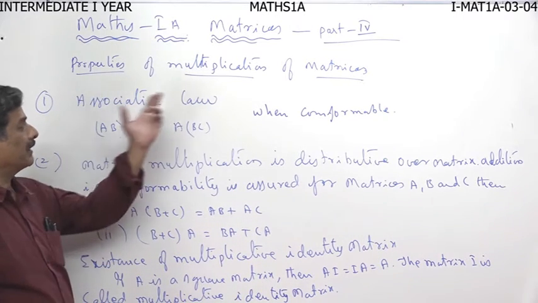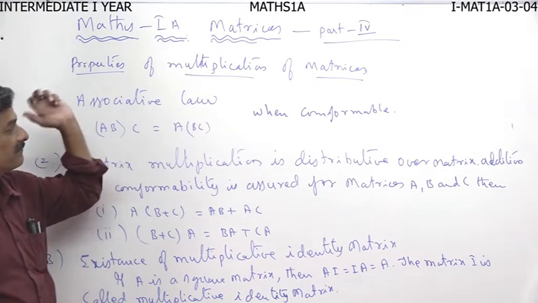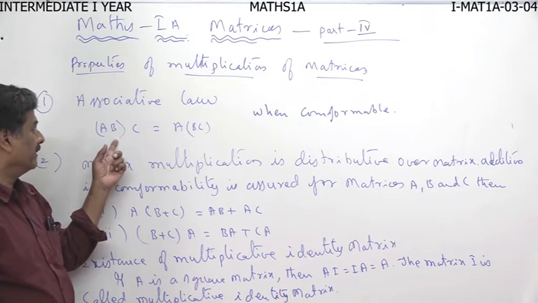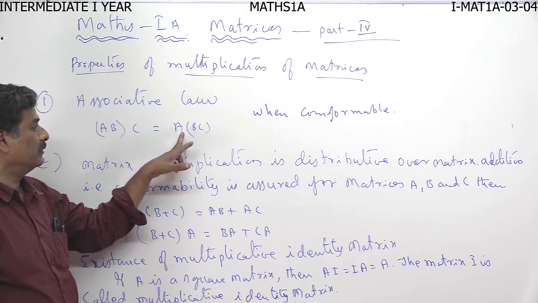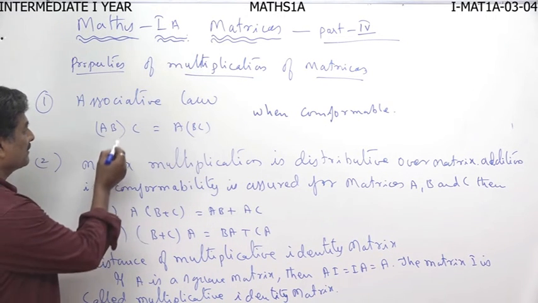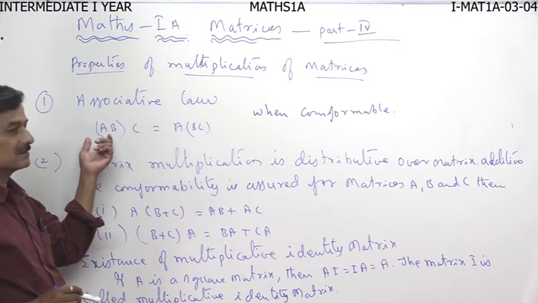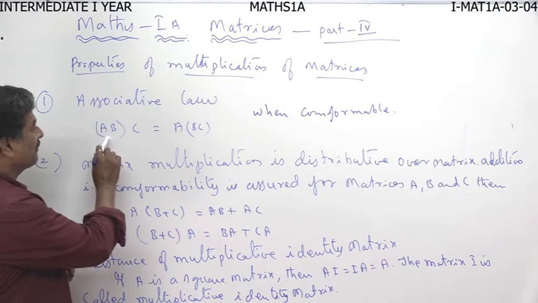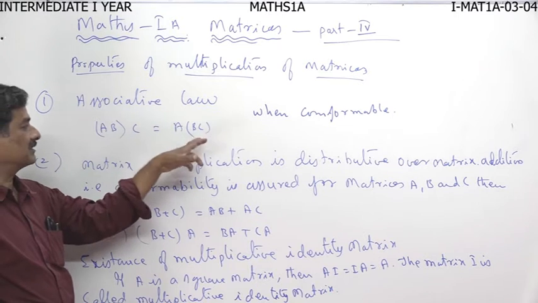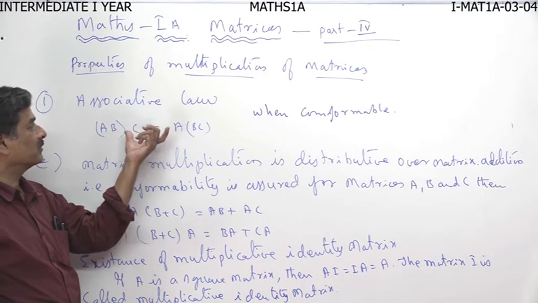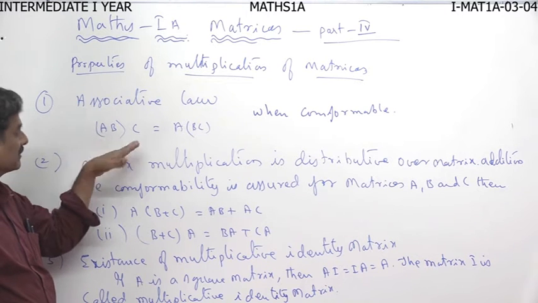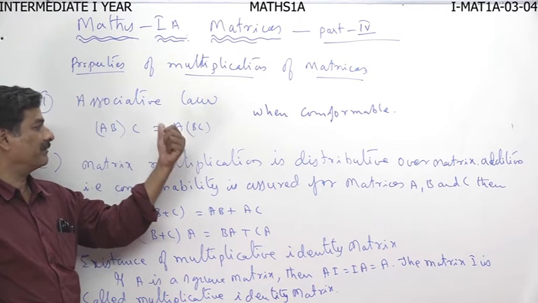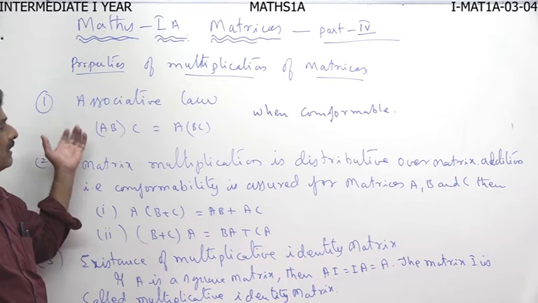Properties of multiplication of matrices. First, associative law: (A into B) into C is equal to A into (B into C). That means first AB exists. AB exists when the columns of the first matrix equal the rows of the second matrix. Then afterwards, in a similar fashion, the next product exists in the same order. So this is called associative. (AB) into C gives you one matrix. In the same way, the matrix B into C, then multiplied with A, is also the same. It is an associative law.